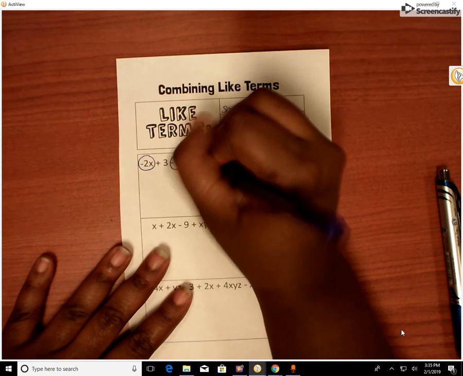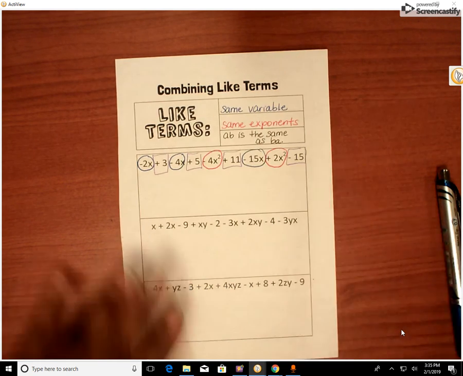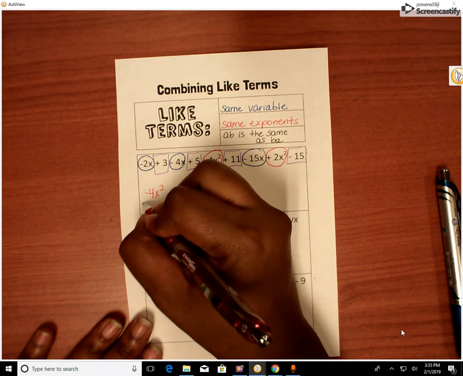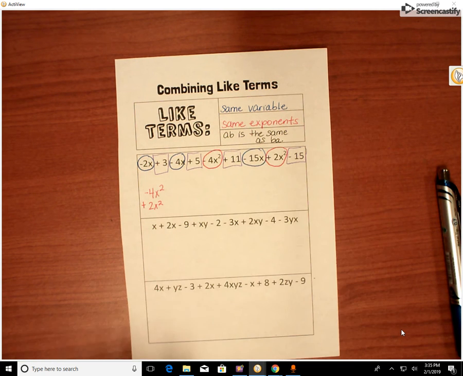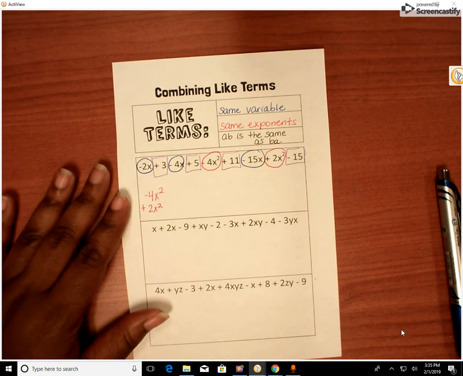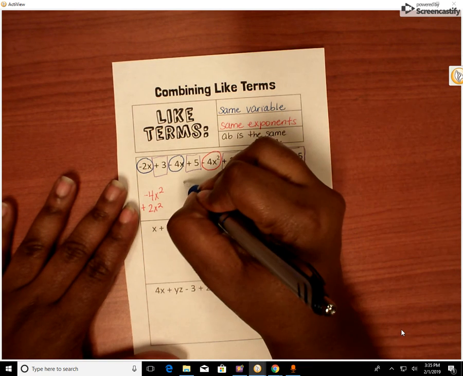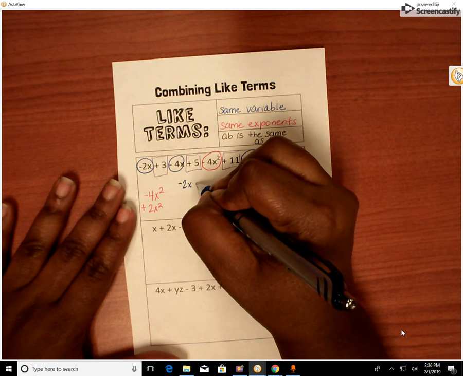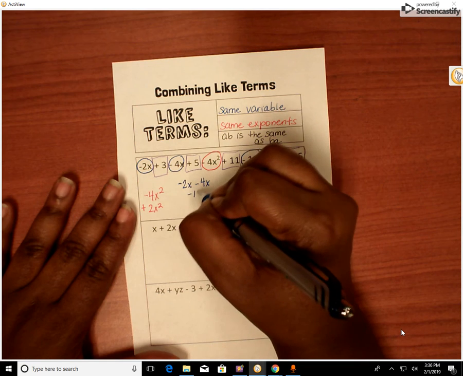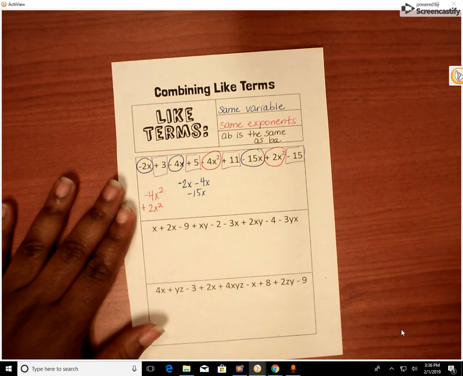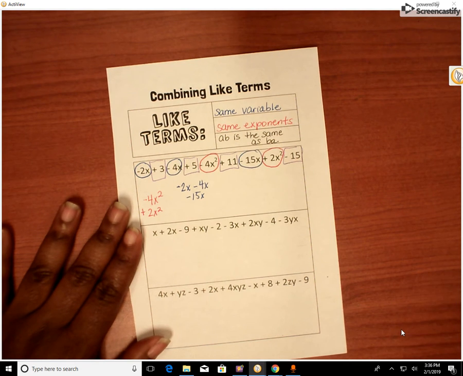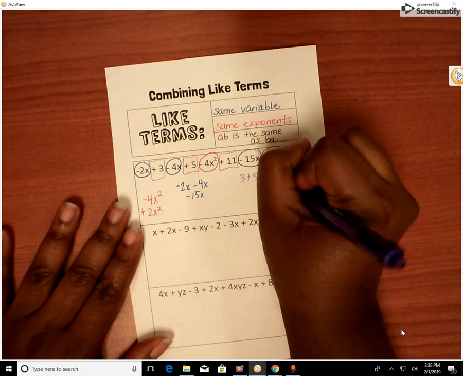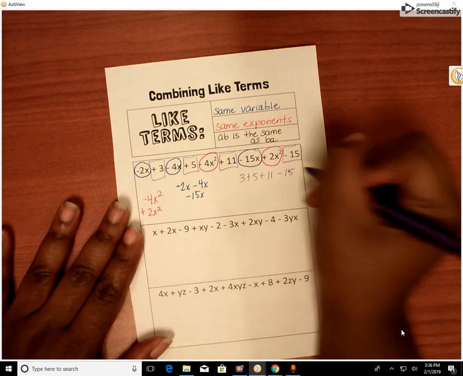Remember, when we add and subtract the variables, they still have the variables. So the very first thing I'm going to write down is the negative 4x to the second power plus the 2x to the second power because those are alike. Next, I have my x's, and I'm going to put them up a little higher. I didn't mean to write those down low. My negative 2x minus 4x minus 15x. And then we have our constants, which are 3 plus 5 plus 11 minus the 15.